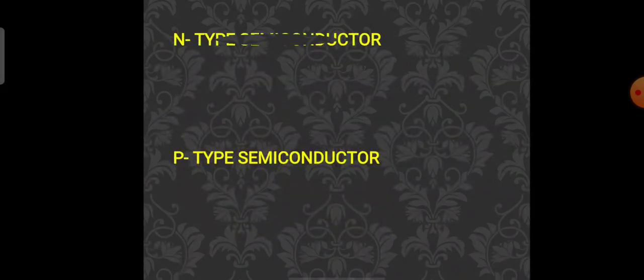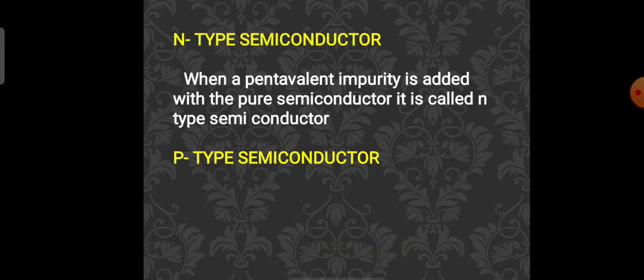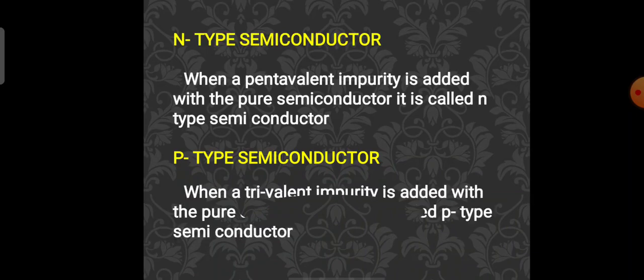First, we see about N-type semiconductor. When a pentavalent impurity is added with a pure semiconductor, it is called N-type semiconductor. When a trivalent impurity is added with the pure semiconductor, it is called P-type semiconductor.